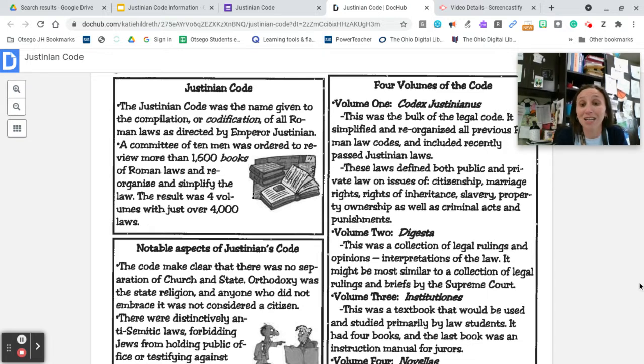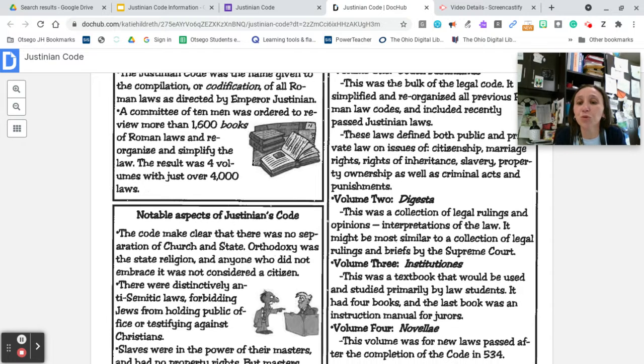Volume 2, Digesta. This was the collection of legal rulings and opinions, interpretations of the law. It might be most similar to a collection of legal rulings and briefs by the Supreme Court. So this was actually like previous rulings. I'll give you an example. Right now in the Supreme Court, there's a young lady who was on a cheer squad. She didn't make the team, I think. And so she posted some things on social media outside of school. The school tried punishing her. Now it's been taken to the Supreme Court, and they're going to make a ruling on it. Now, if there were previous rulings, that would be in a collection in volume 2, the Digesta.